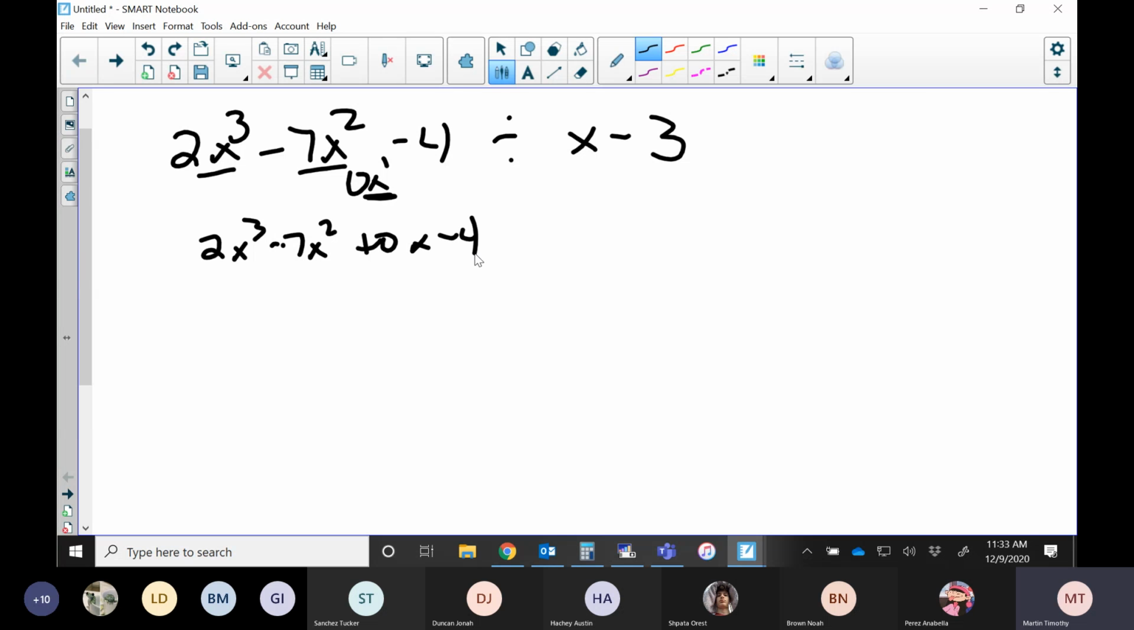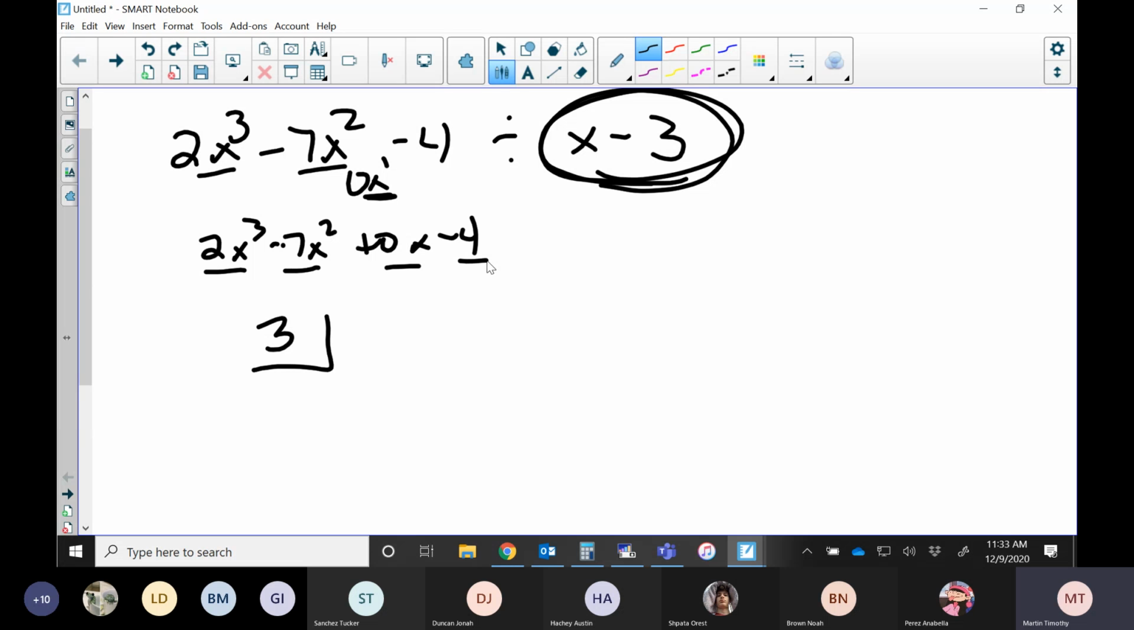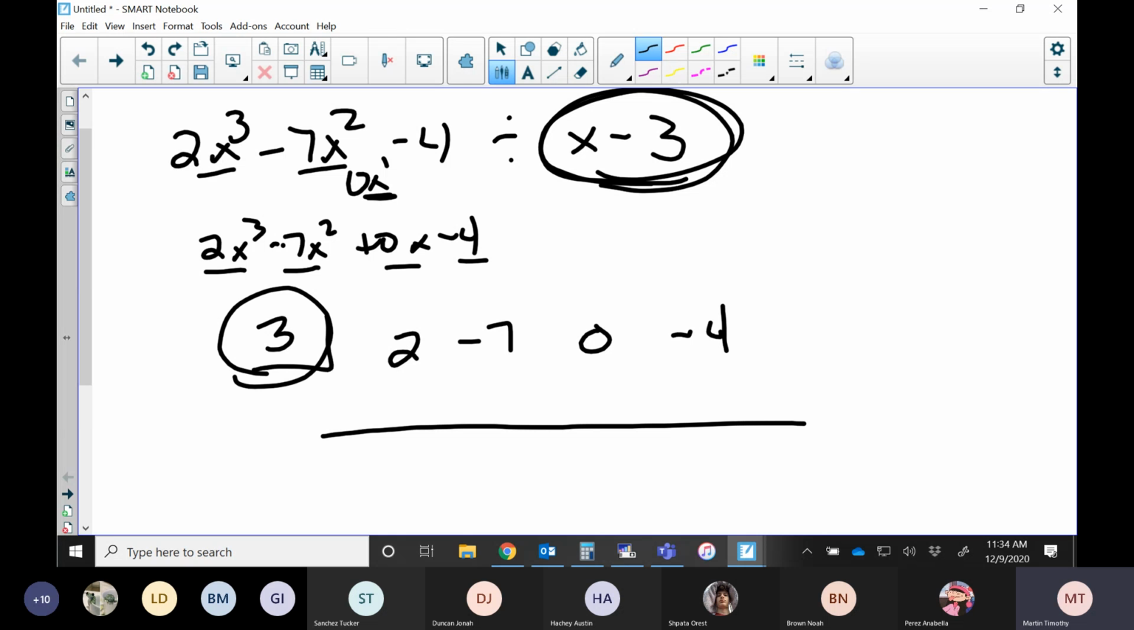So here's the setup for it. I'm going to make a little box, and what goes in the box is whatever makes this 0. So what makes that 0? Your answer should be 3. And then you write the coefficients for all of the x terms and all the numbers up here. So I'm going to write a 2, a -7, a 0, and a -4. Please let me know if you understand where the setup came from. The 3 is because that's what makes what I'm dividing by 0. And then I wrote the coefficients down from all of here. Does that make sense so far?